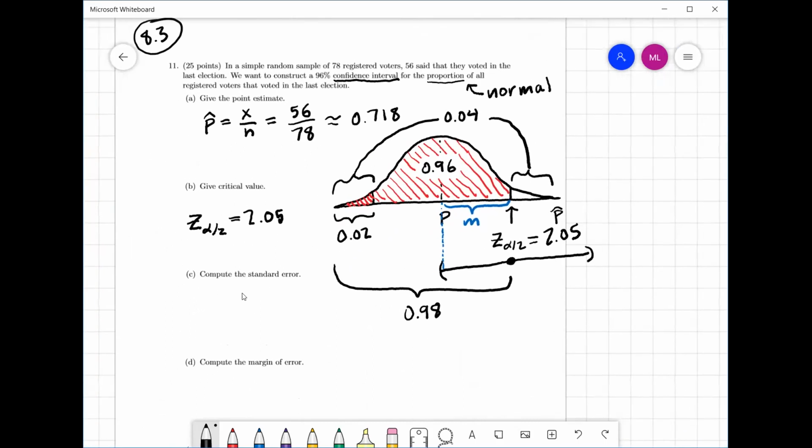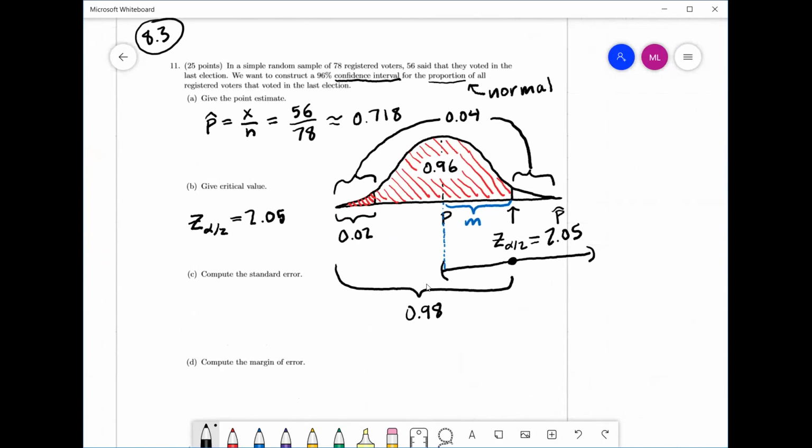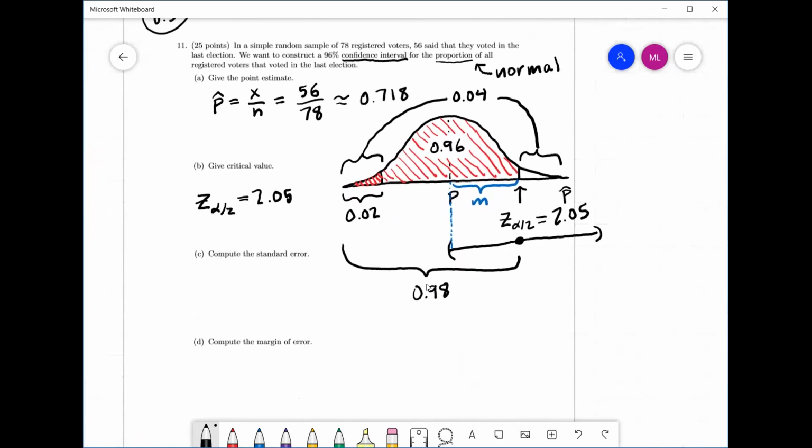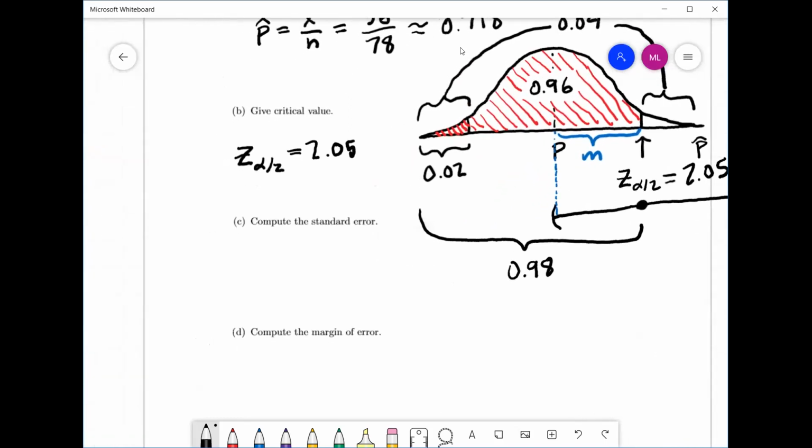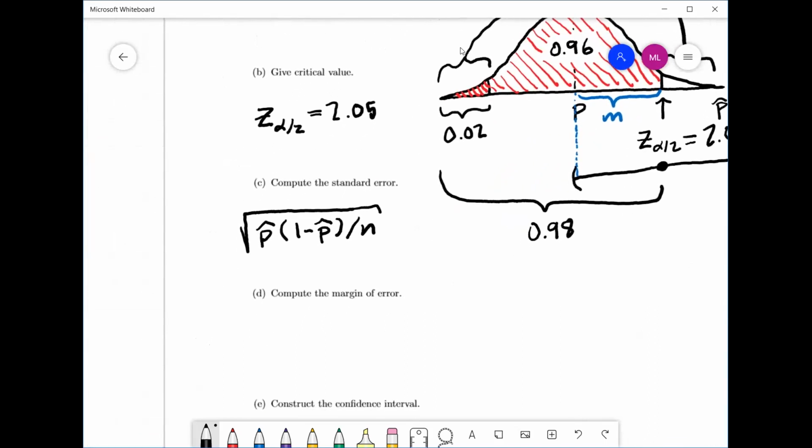So the next step is to compute the standard error. The formula for the standard error, for these population proportion problems, is related, you'll recall, to the binomial distribution. So it should look kind of familiar. It looks like the square root of p hat times 1 minus p hat, whole thing divided by n. So that's the formula for it. Probably something you should just have written down on your note card. And we'll plug in the numbers.